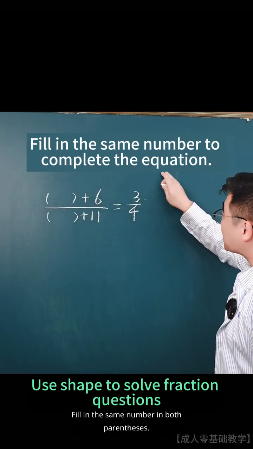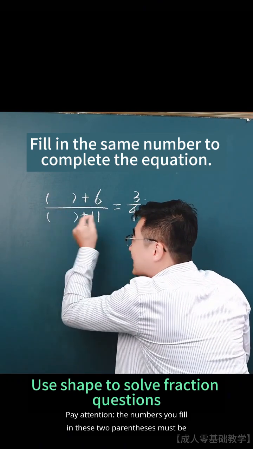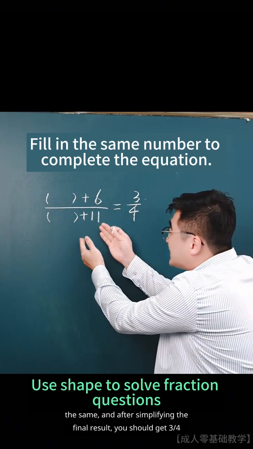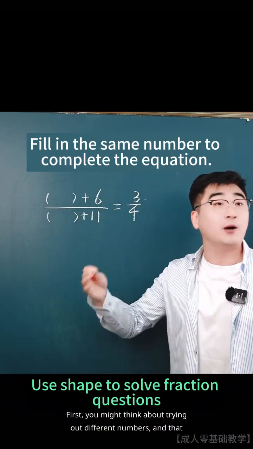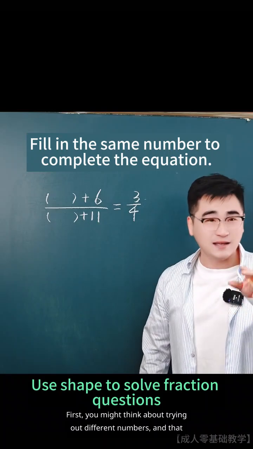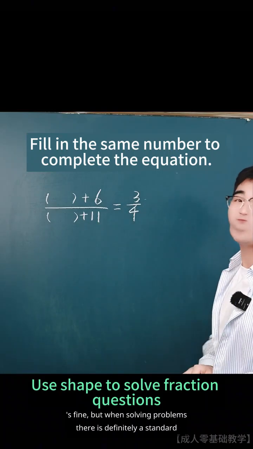Fill in the same number in both parentheses. Pay attention. The numbers you fill in these two parentheses must be the same, and after simplifying the final result, you should get 3/4. First, you might think about trying out different numbers, and that's fine. But when solving problems, there is definitely a standard method to follow.